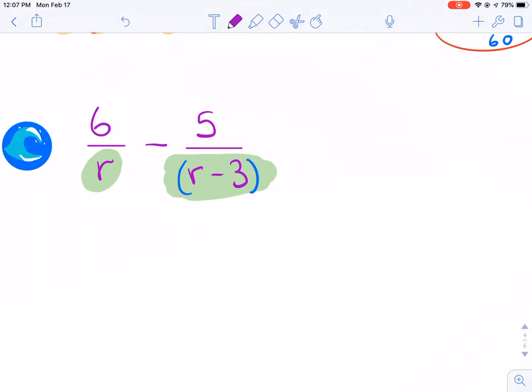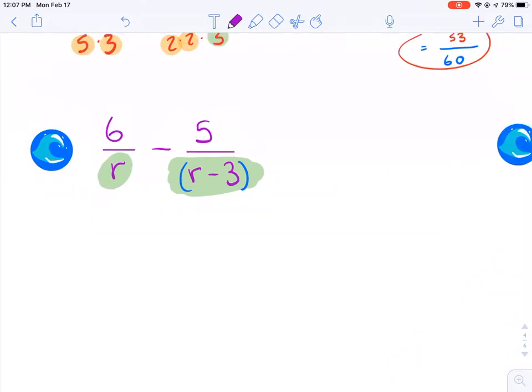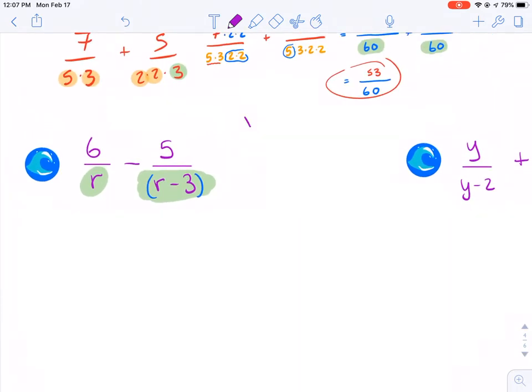Now, r minus 3 in itself is a factor, okay? So, for example, if we have x squared plus 5x plus 6, we can factor this into x plus 3 and x plus 2, okay? Those are its prime factors. So, r minus 3 in itself is a prime factor. So, if one of the prime factors is r minus 3, and the other factor is r, then we need to multiply them together to give us our least common denominator, okay?